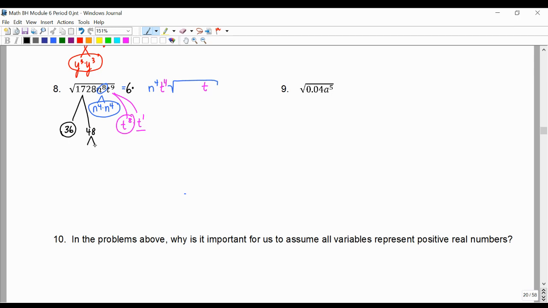And 48 is 6 times 8, but also 16 times 3 is handy. And that is a 4. And the 3 goes inside. And we clean up this kind of horrible looking answer into 24, n to the fourth, t to the fourth, root 3t.